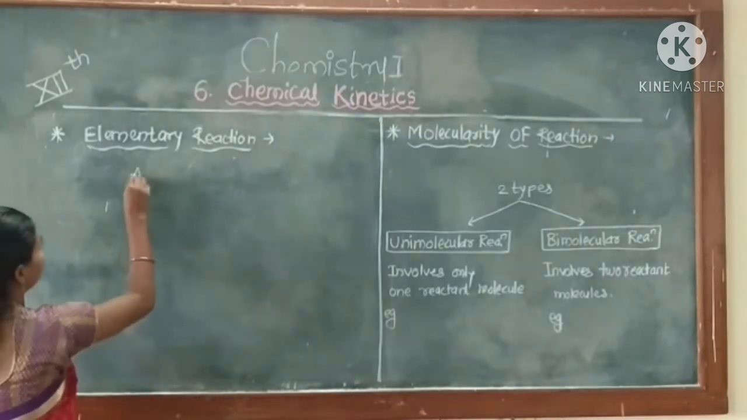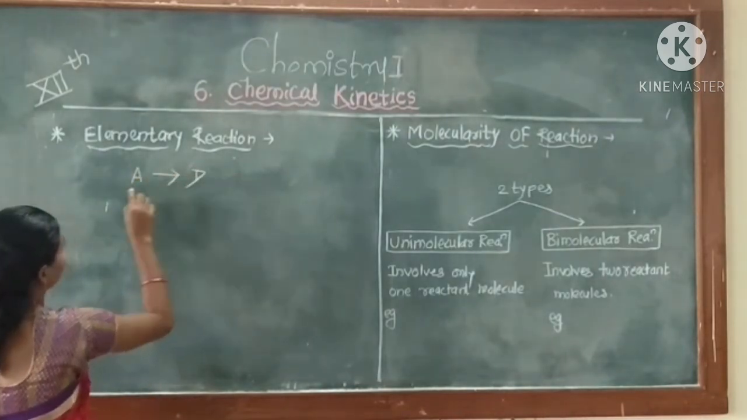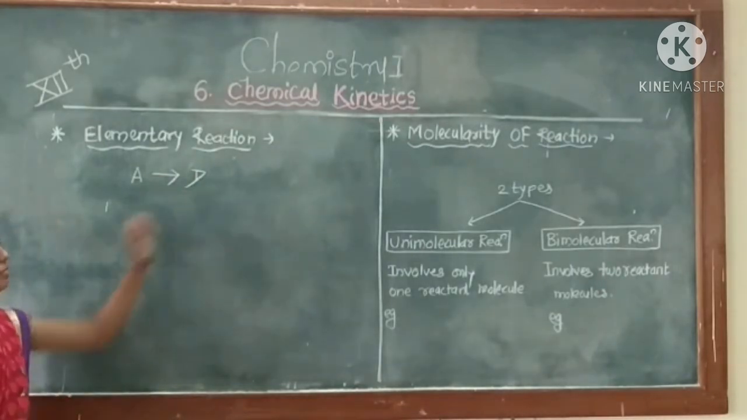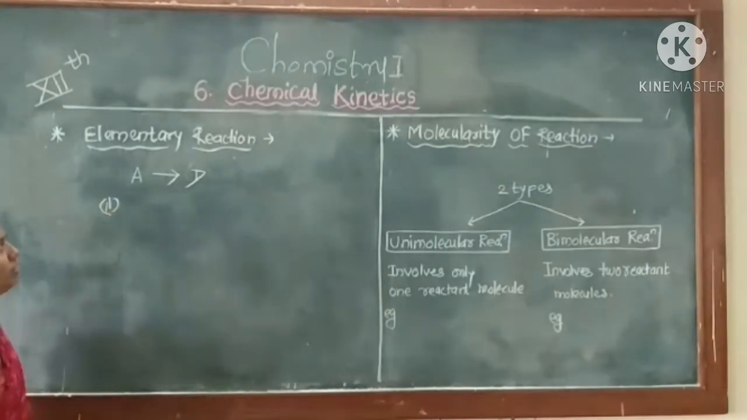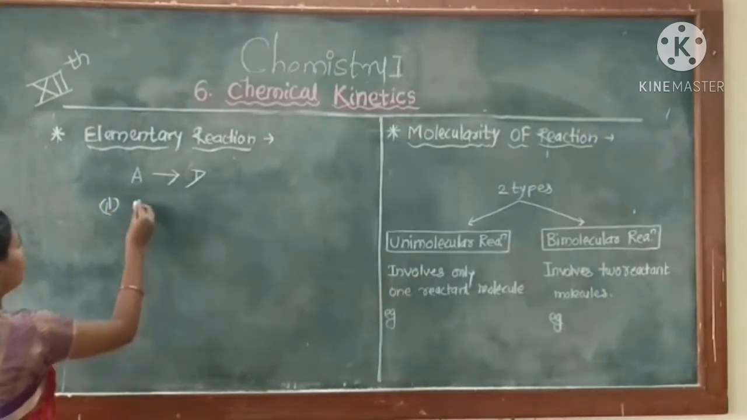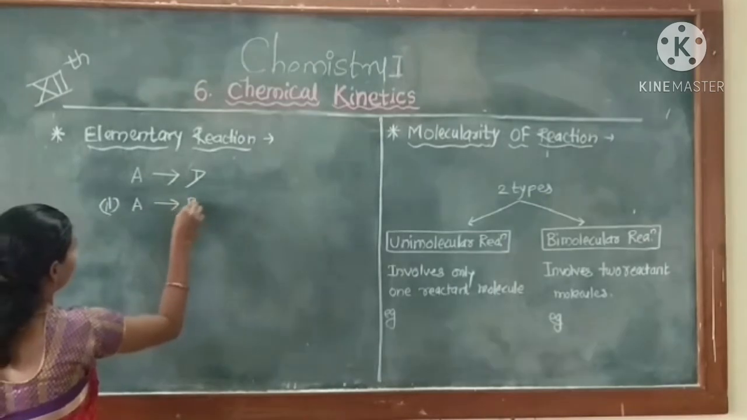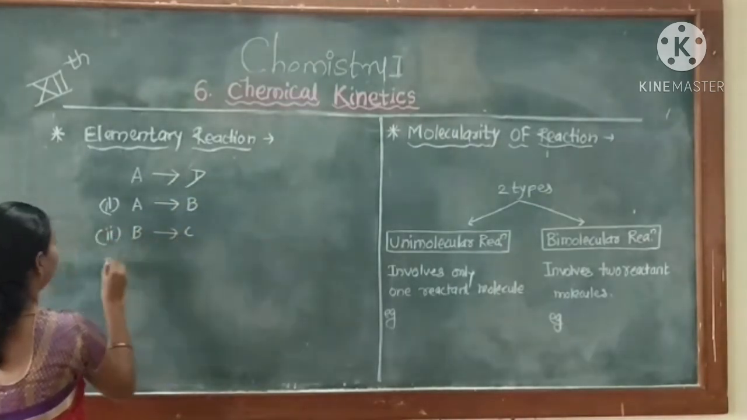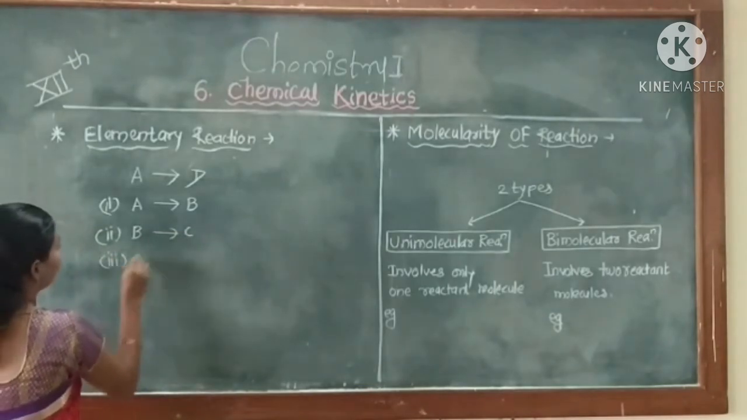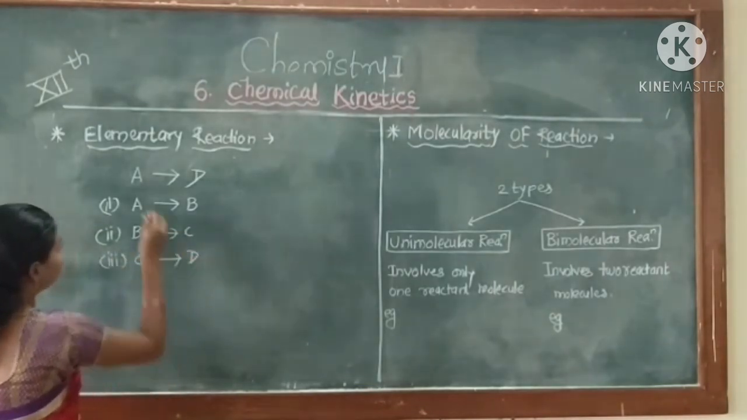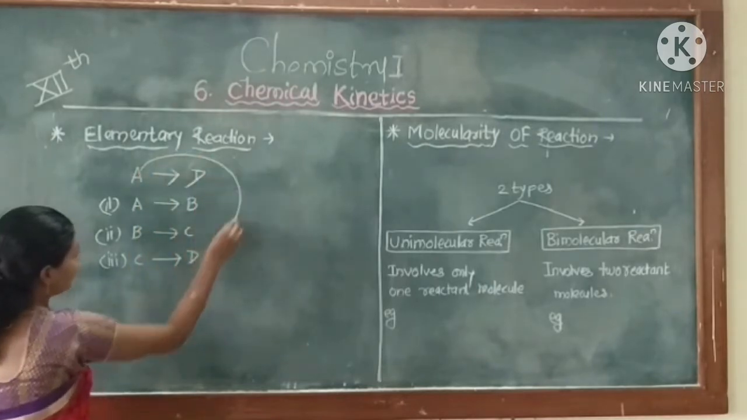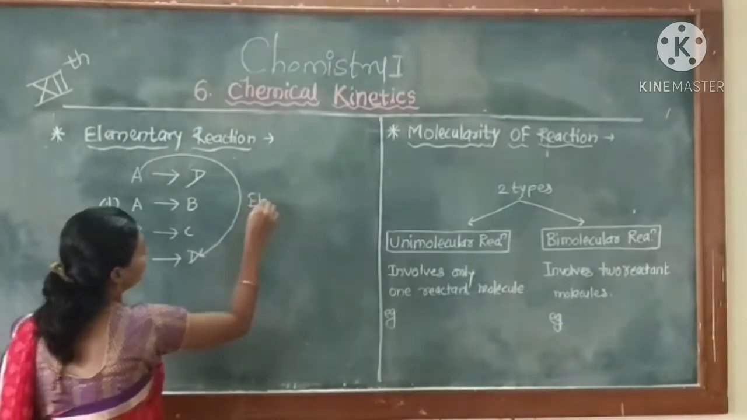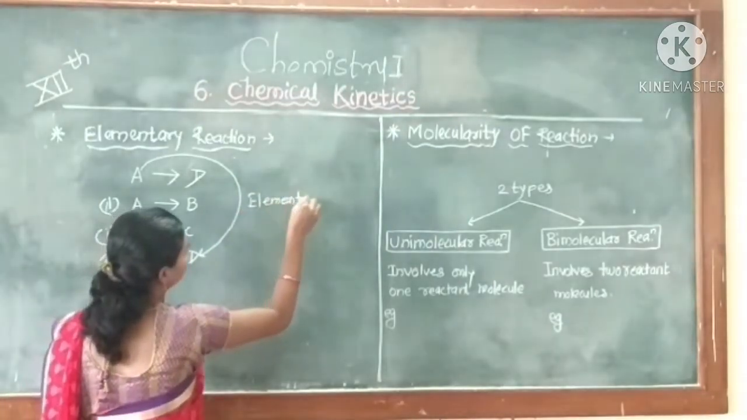For example, if you take the general example, A gives product B. A gives product B can be broken down into three steps. First, A gives B. In second, B gives C, and in third, C gives D. If reactant A directly gives the product D, then it is called an elementary reaction.